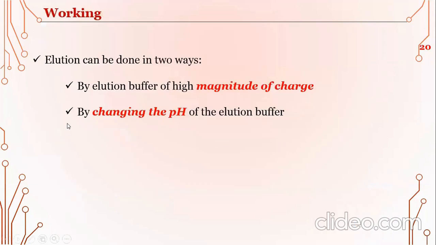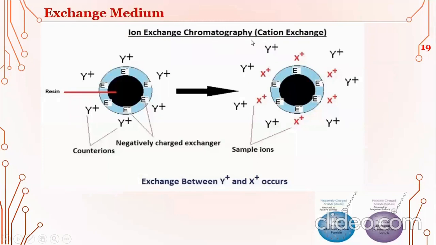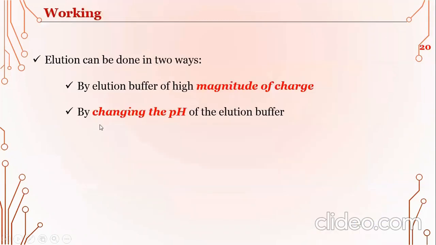So next is elution, which can be done in two ways: by an elution buffer of high magnitude of charges. So we use charges of higher magnitude, meaning the initial charge magnitude is low, and we use charges with more magnitude to elute. And second, by changing the pH of the elution buffer, which will also cause differences in charge, so we can elute that way too. So these two ways can be used to elute out the charged molecules.